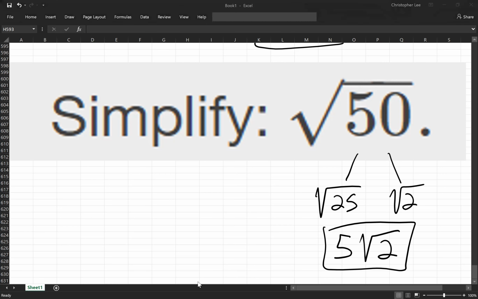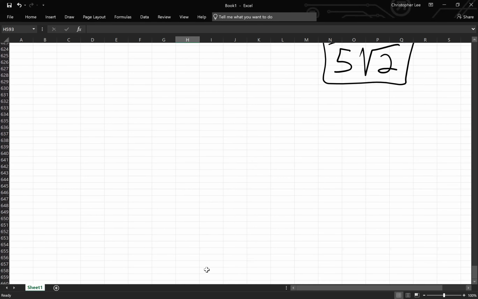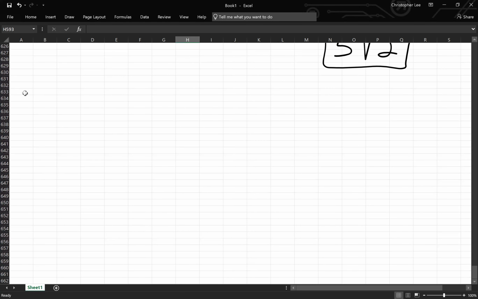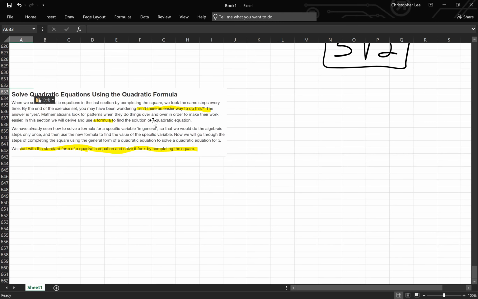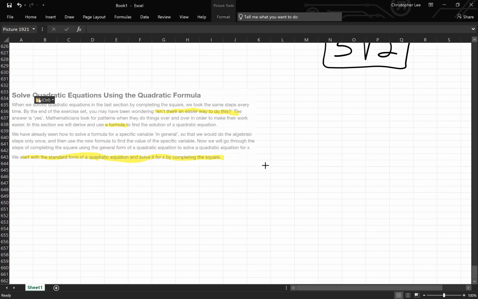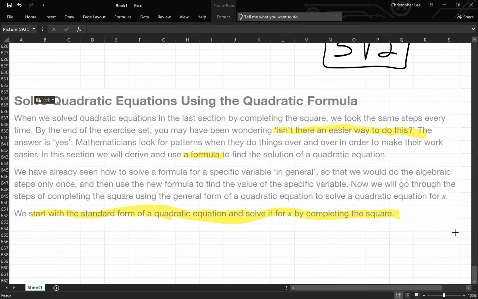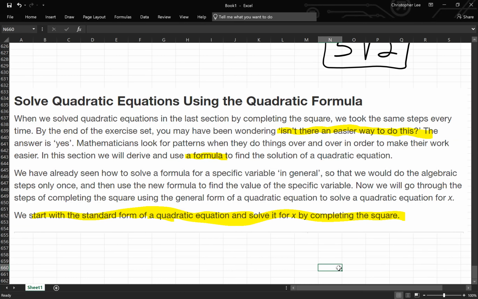So here's what we're getting into today. It's going to be real simple, real nice and sweet. We're going to solve quadratic equations using the quadratic formula. When we solved quadratic equations in the last section by completing the square, we took the same steps every time. By the end of the exercise set, you may have been wondering, isn't there an easier way to do this? I feel like some people were asking me that.